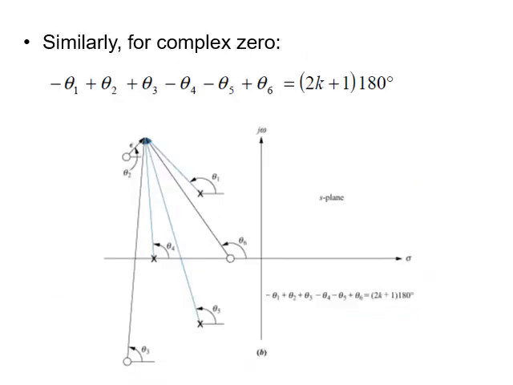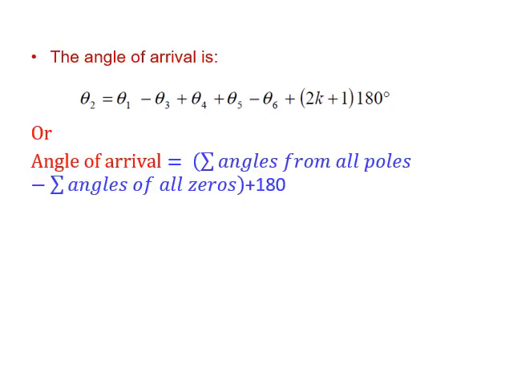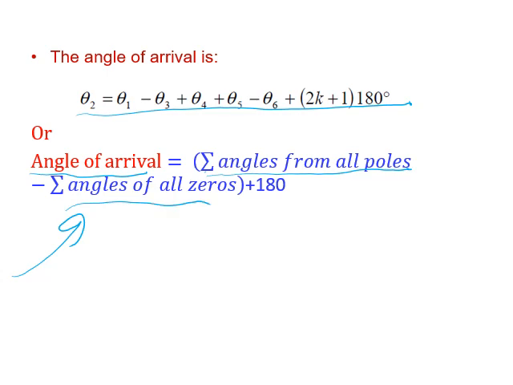Now, if I go to the other one, which is the angle of arrival, we will see it in the next slide. Of course, here it's explained. It's the same way as before. So the angle of arrival, we can calculate from this equation, which is similar to the previous one, or the one which I said is easier. So the angle of arrival is going to be given as angle of poles minus angle of zeros plus 180.